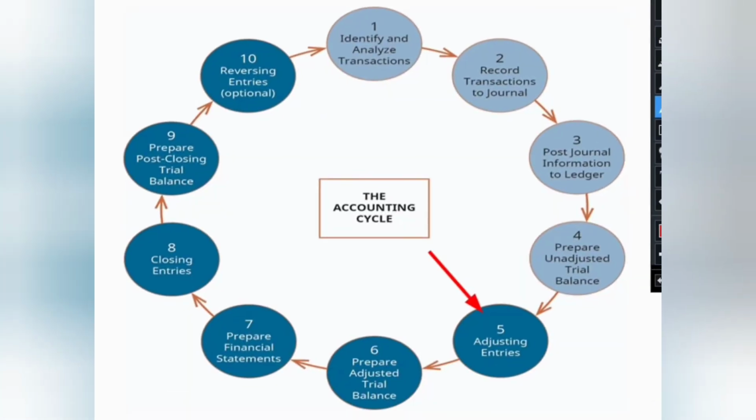Okay, now in the fifth step, we need to prepare the adjusting entries. Adjusting entries are journal entries which are prepared at the end of the accounting period or at any time when the financial statements are being prepared. Yes, to bring the matching between the revenues and expenses as well as to update the amount of assets and liabilities. Okay, why are accounting adjusting entries required? Let me make it clear with an example.